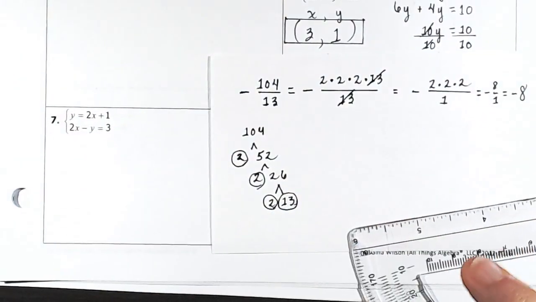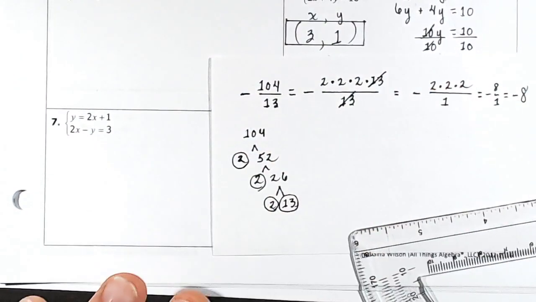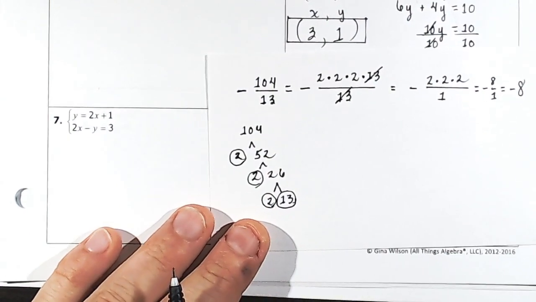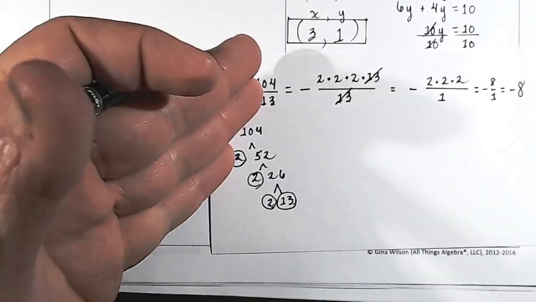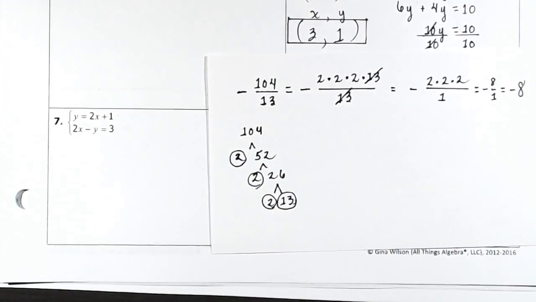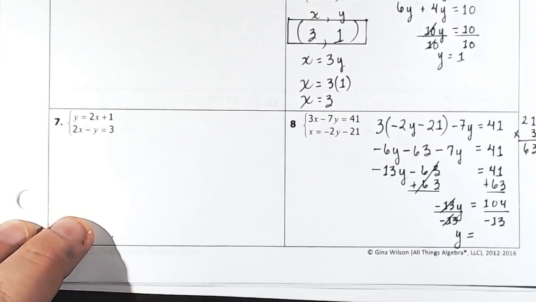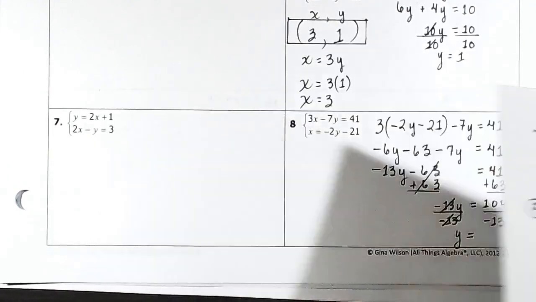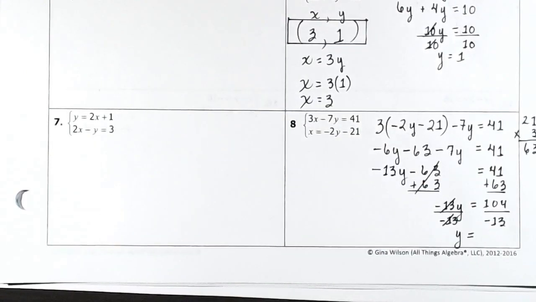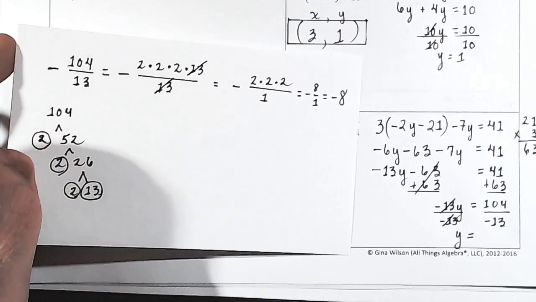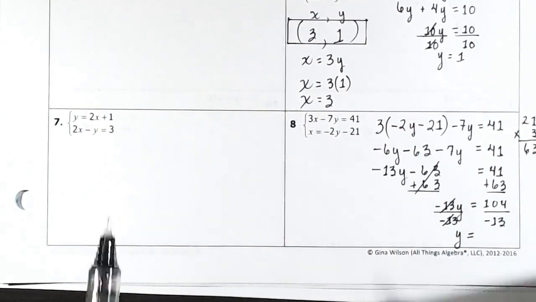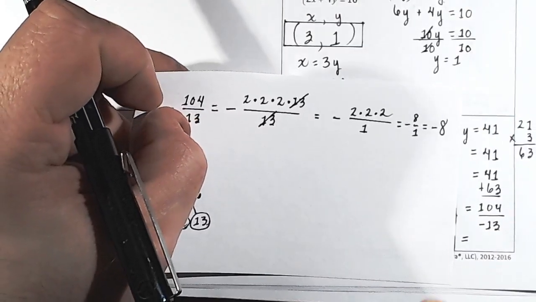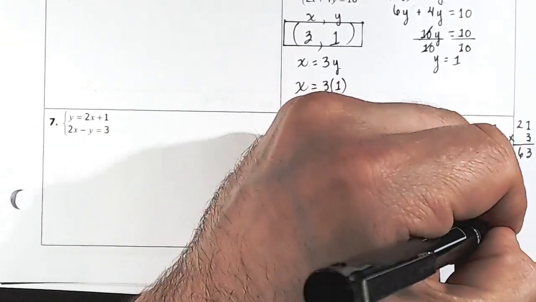Okay? So this is the prime factorization way of doing division when you don't know right off the top of your head how to reduce the fraction. So I'm going to put all that side work aside, but you need to show that side work maybe on another sheet of paper or something. So y equals 104 divided by negative 13, which we already showed is negative 8. So y equals negative 8.